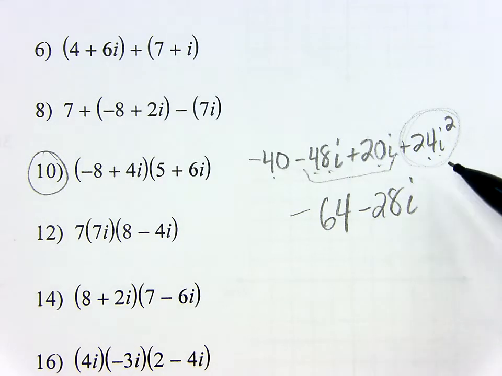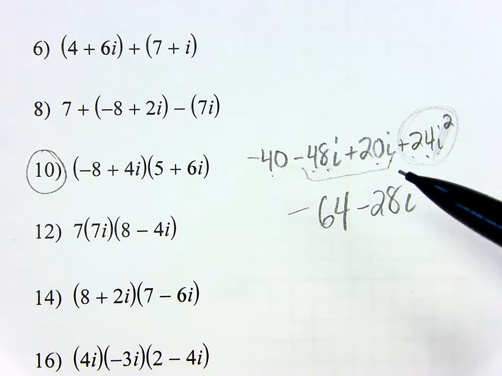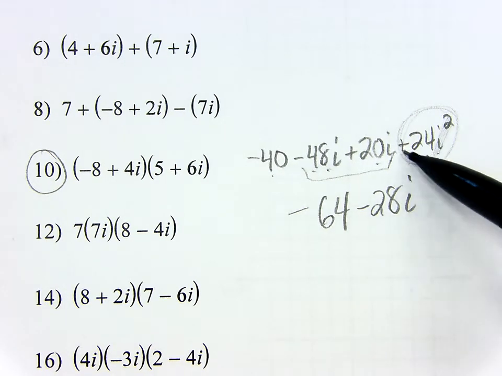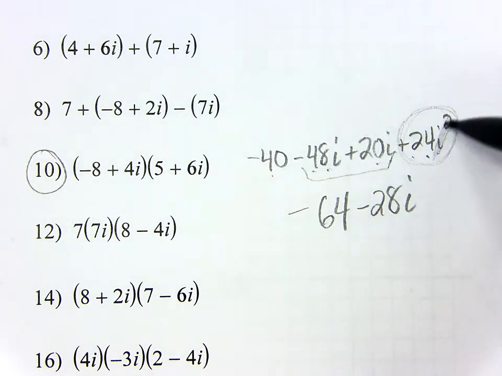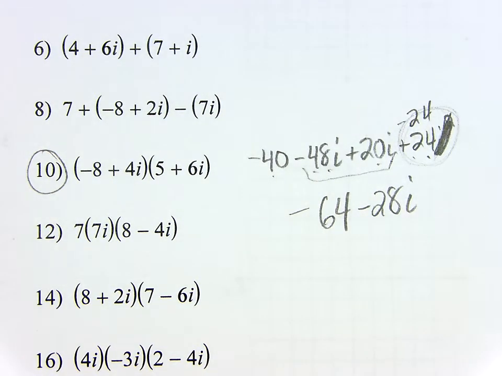Does everybody see that? So the i squared goes, well, yeah, it's gone. It goes away and it becomes a negative 1. And that's really what it's equal to. But a lot of times I see kids, they make it a negative 24, but then they leave an i on there or something. The i squared is gone. It has become negative 1. So that's how we turn this whole chunk into a negative 24.